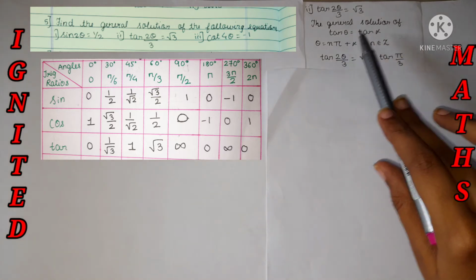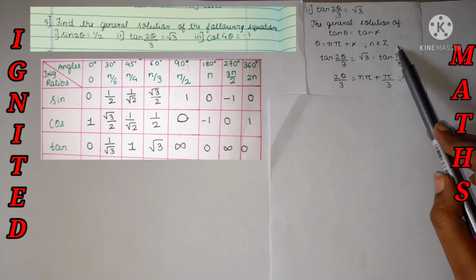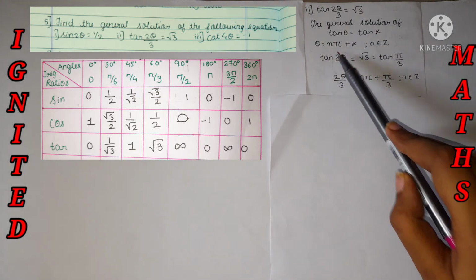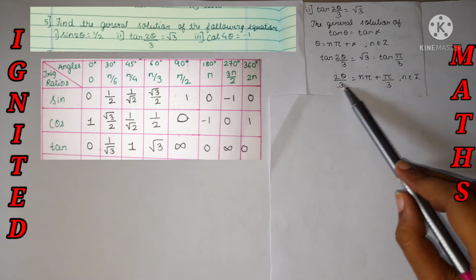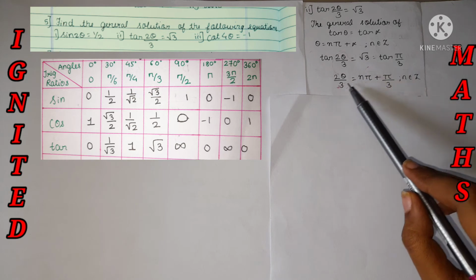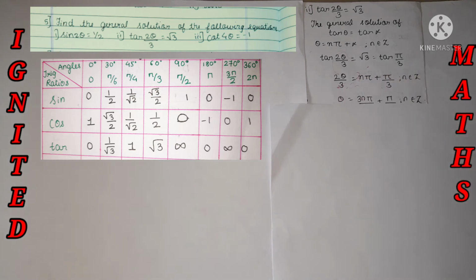It's nothing but tan theta is equal to tan alpha, theta is equal to n pi plus alpha. So alpha is nothing but pi by 3 and theta is nothing but 2 theta by 3. Now over here, take it to the RHS. 2 by 3, take it to the RHS, it will be in the form of 3 by 2. Multiply 3 by 2 with each and every term and we'll be getting the answer.